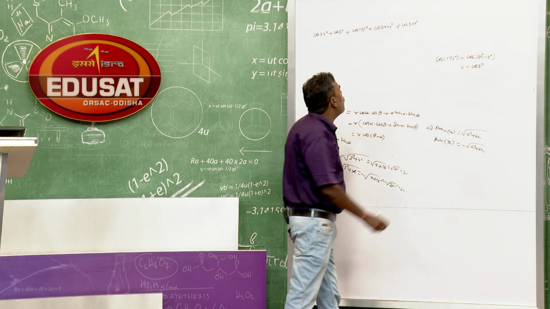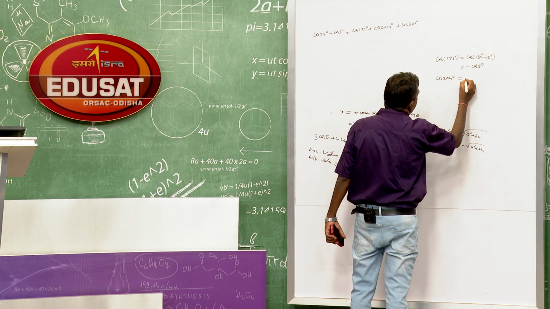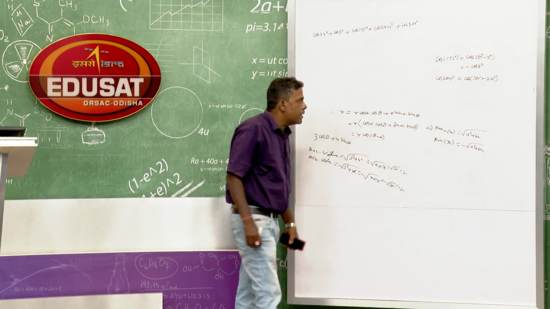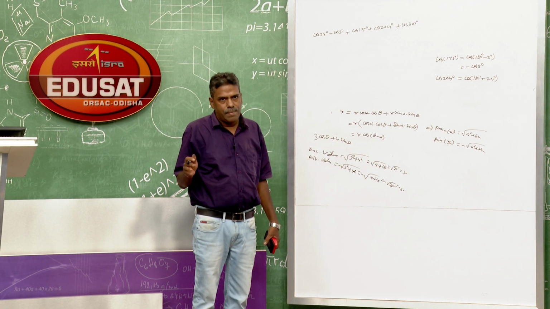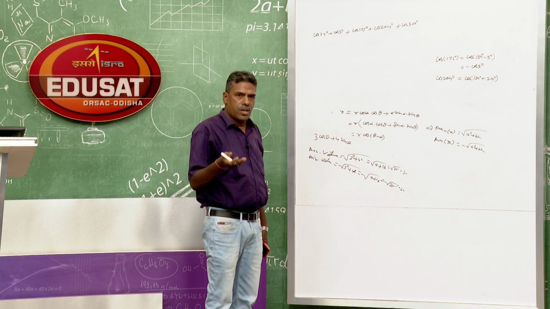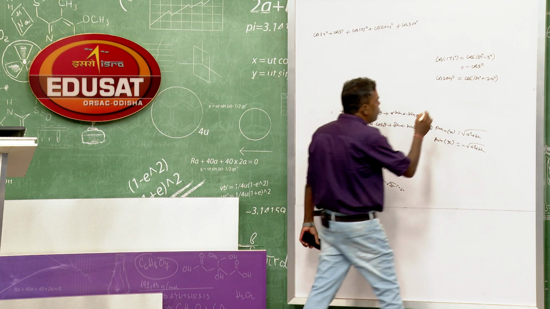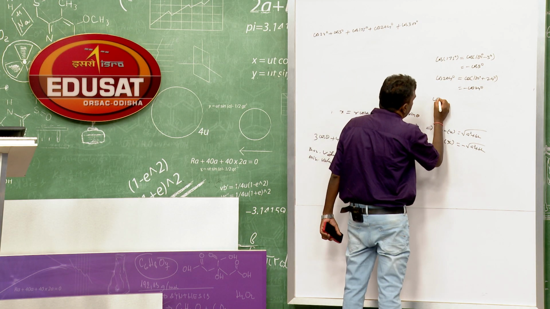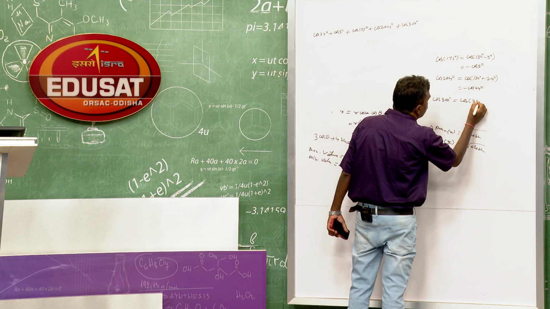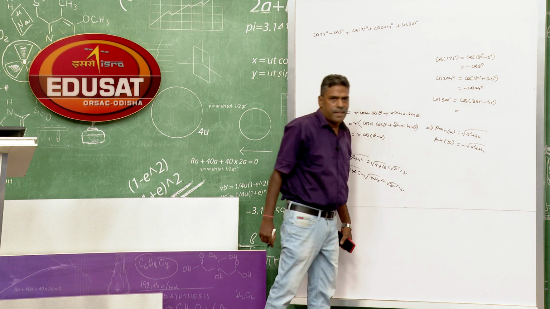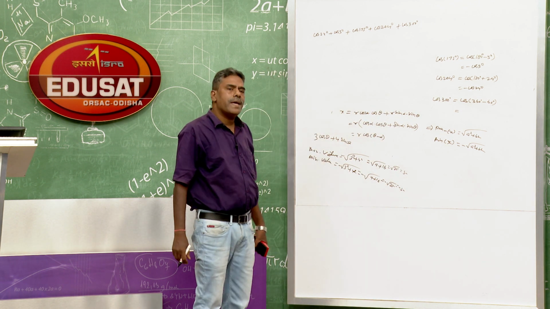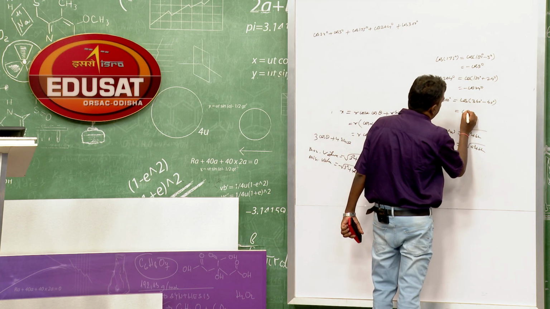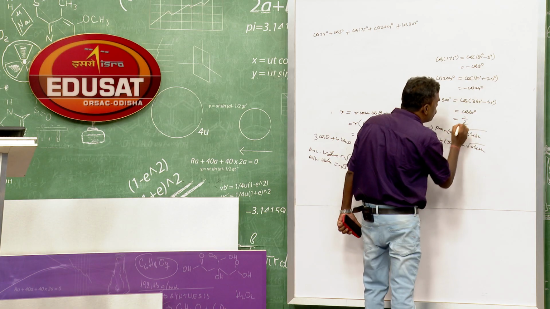So, cos 204 degree is cos of 180 degree plus 24 degree, that is cos pi plus theta. Pi plus theta is in the third quadrant, where cos is negative. So, it is minus cos 24 degree. Then cos 300 degree is cos of 360 degree minus 60 degree, that is cos 2 pi minus theta, which is equal to cos theta. So, that is equal to cos 60 degree, and cos 60 is 1 by 2.